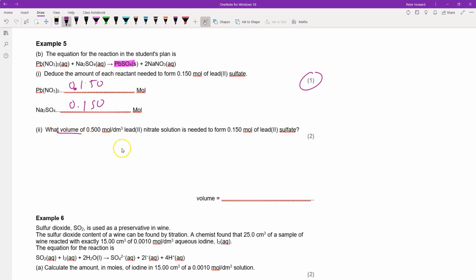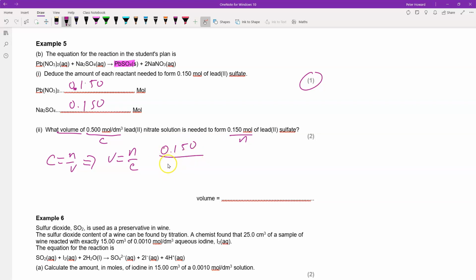Volume, if I see the word volume, I can also see concentration, and I can go N for number of moles. So volume, I go concentration is moles over volume. Rearrange this equation to go volume is moles over concentration. Next thing, the question is now talking about lead nitrate. We've just worked out that to form 0.15 moles of lead sulfate, we need 0.15 moles of lead nitrate. So number of moles is 0.150.